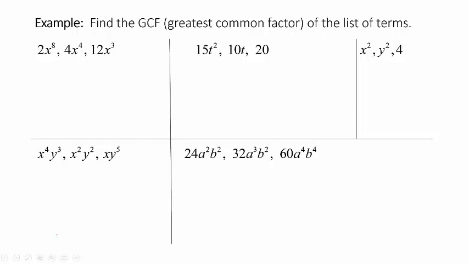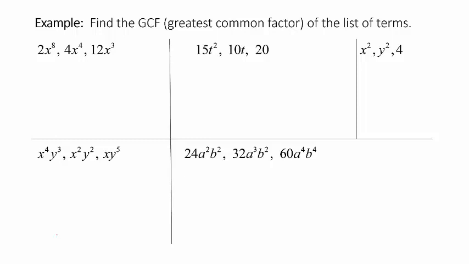The purpose of this video is to find the greatest common factor of a list of terms. So we're not adding or subtracting them together yet, we're just taking individual terms and looking at what's common amongst them. Okay, so in this first example we have 2x to the 8th, 4x to the 4th, and 12x cubed.